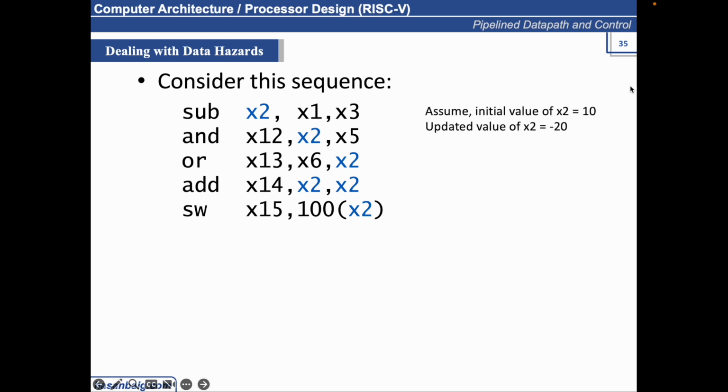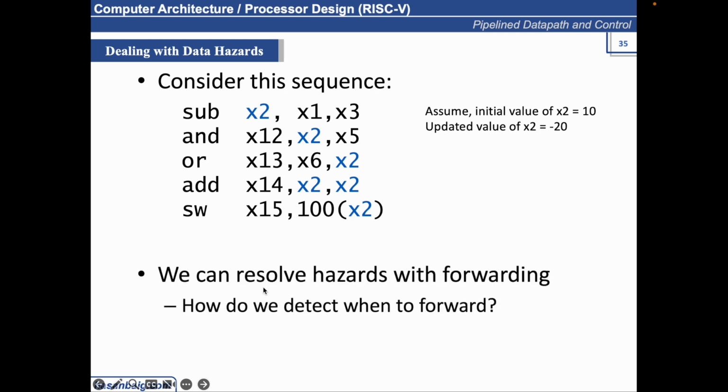Assume that the initial value of x2 before executing this instruction was 10, but after executing this operation, x1 minus x3, the updated value is supposed to be minus 20. But by the time this instruction reaches the execution phase, it will not be fetching the updated value of x2 if it fetches the data from the register file. So we can actually resolve this hazard with forwarding. But how do we detect when to forward?